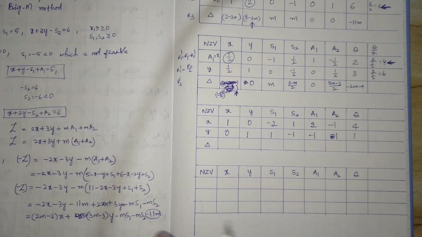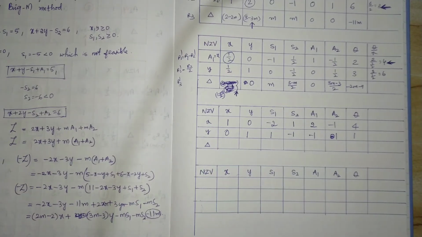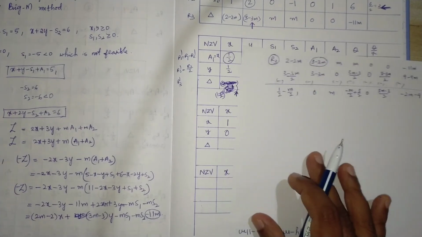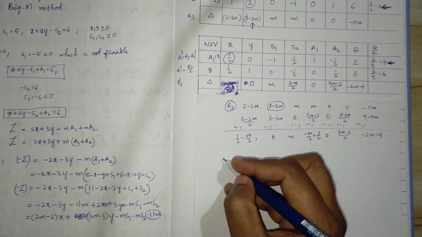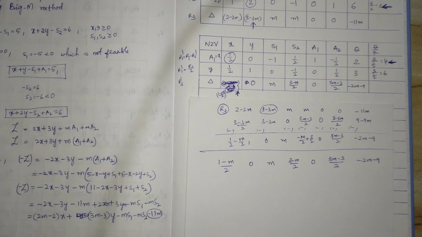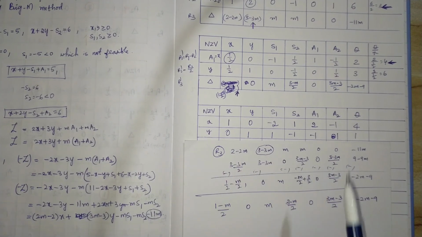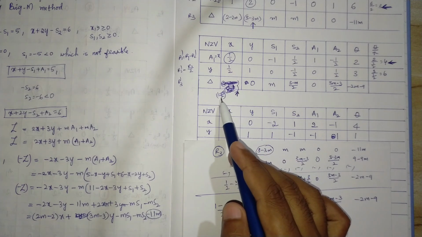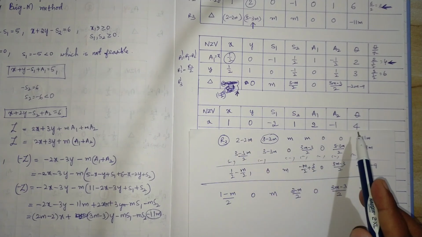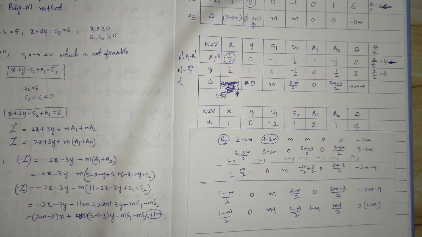In the next step, we have to make this 1 minus m by 2 as 0. So how can I make this 0? Let us write that row as it is. Now look at the pivotal row here. I want to make this 0, right? So this is your pivotal row. Let us multiply throughout by 1 minus m by 2. Now let us do the subtraction.